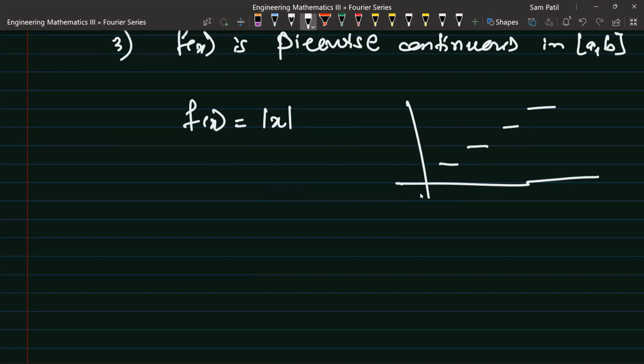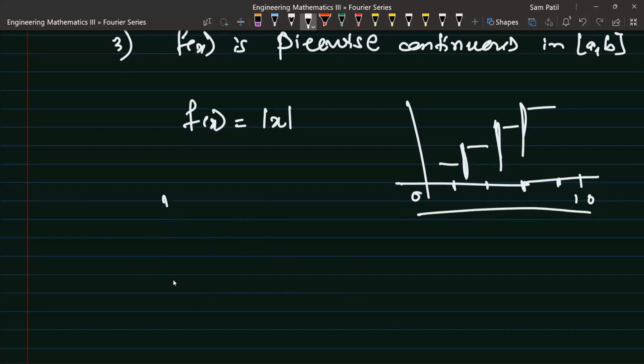See, if we define the interval 0 to 10, in this interval this function is not piecewise continuous. Why? Because there is a gap. There is a break here, here, and here. So that's why this function is not piecewise continuous. So what is piecewise continuous? We are dividing this whole interval into small pieces, and in every piece, if the function is continuous, then we can say that it is piecewise continuous.